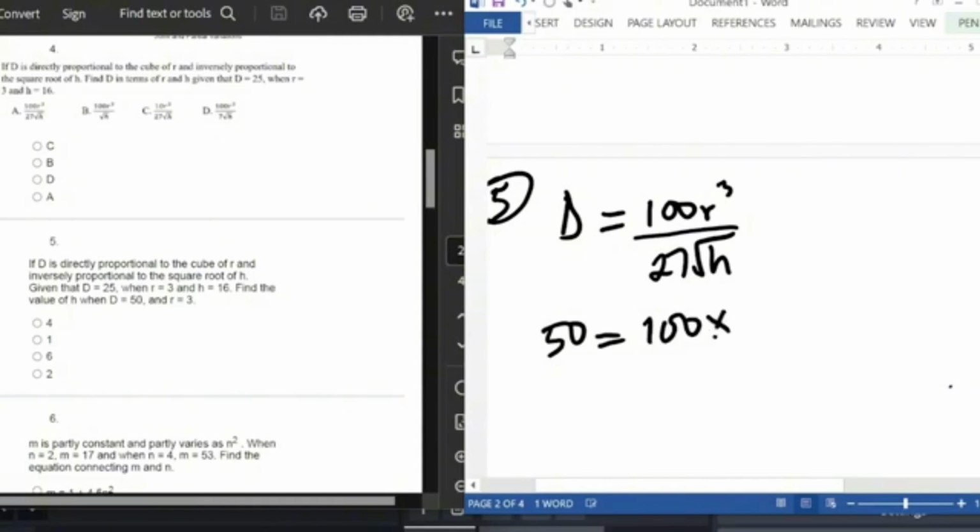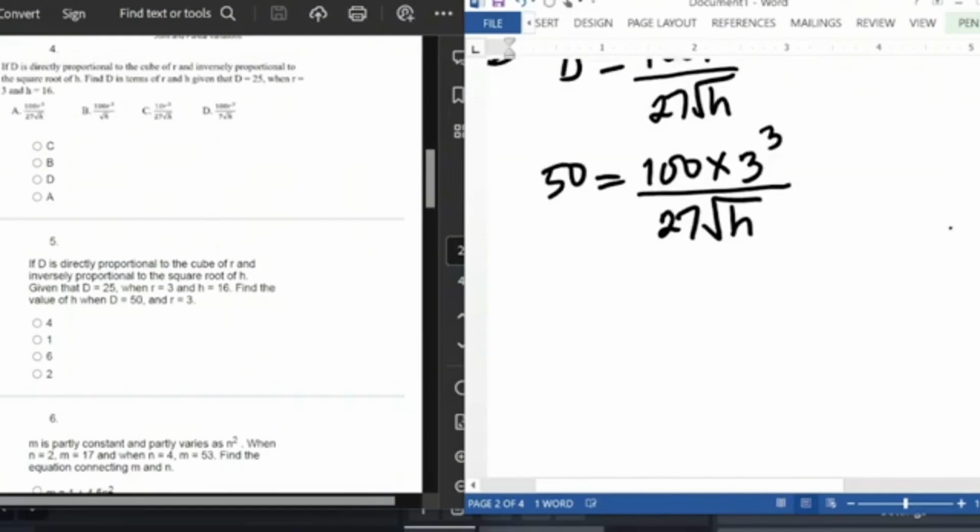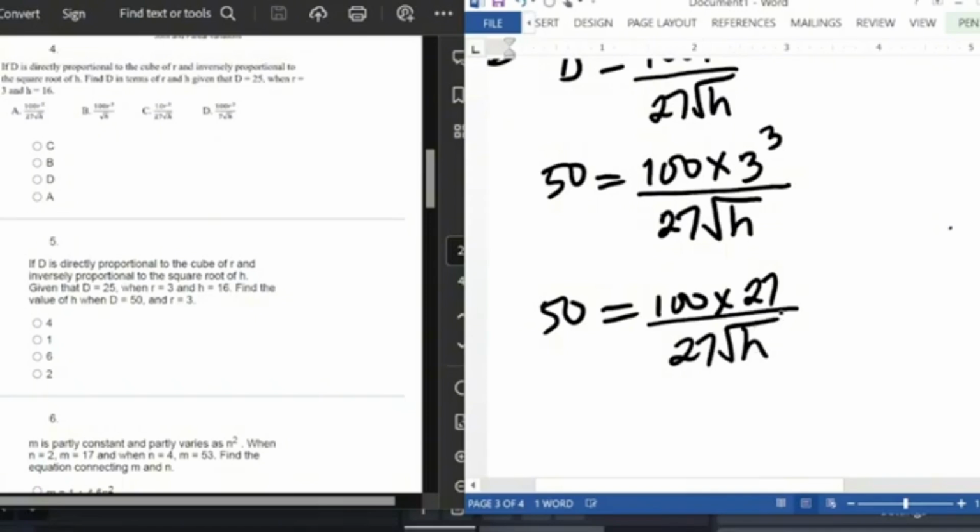That is going to be times 3 cube, everything divided by 27 square root of H. It is H we are looking for here. So that means we have 50 equals 100 times 3 cube, which is 27, all over 27 square root of H. This cancels this.